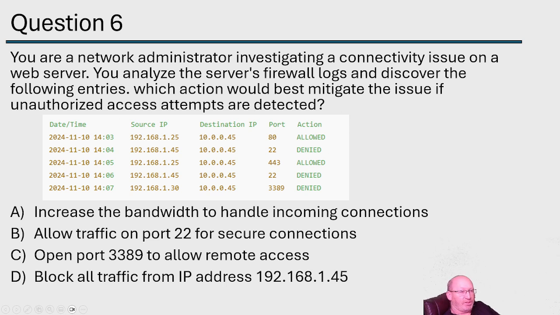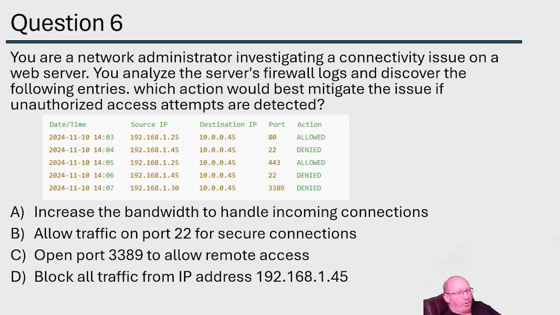All right, so let's start with A, increase the bandwidth to handle incoming connections. No, we are not going to do that. Why? Because we're analyzing the firewall logs, and the question is which action would best mitigate the issue of unauthorized access attempts. We're trying to mitigate unauthorized access attempts, not congestion. And so A is not a valid answer.